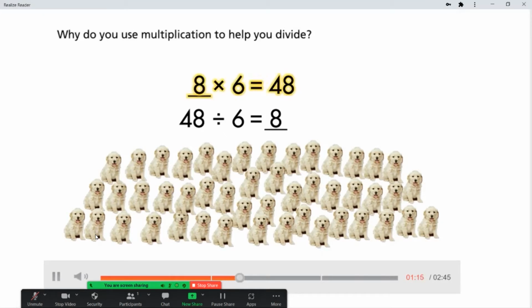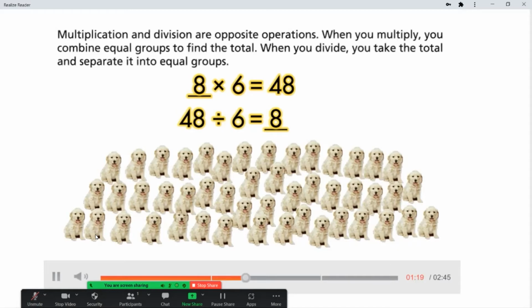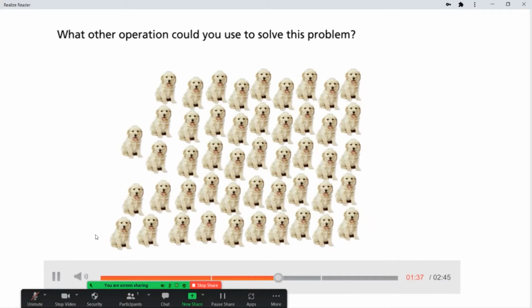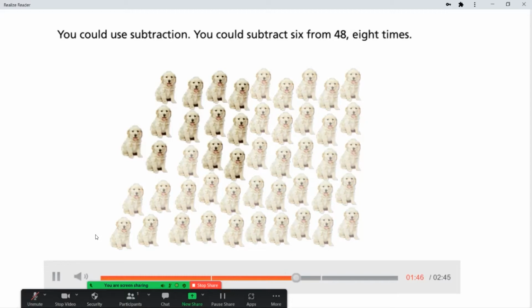Why do you use multiplication to help you divide? Multiplication and division are opposite operations. When you multiply, you combine equal groups to find the total. When you divide, you take the total and separate it into equal groups. What other operation could you use to solve this problem? You could use subtraction. You could subtract 6 from 48 8 times.